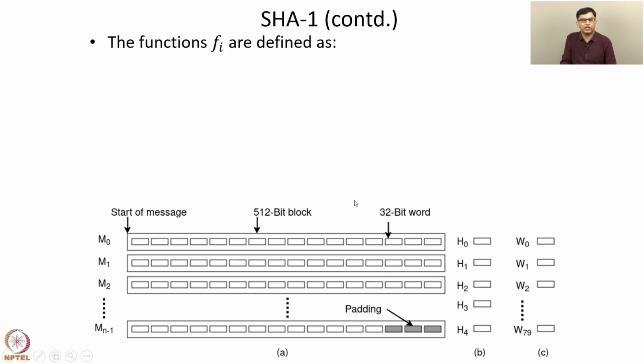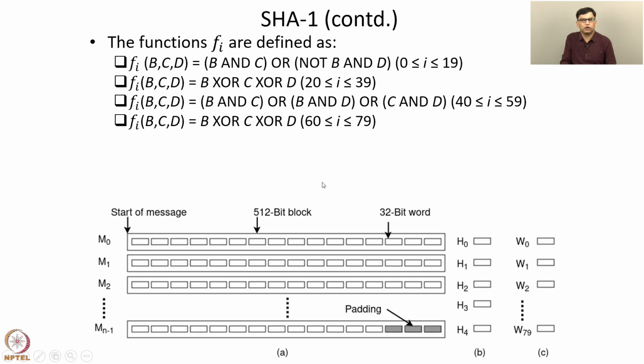The functions fi are defined as follows. So we have the functions fi for i going from 0 to 79. Their values are specified as these. fi is given by this value for i between 0 and 19, and it is given by this value for i between 20 and 39, and this value for i between 40 and 59, and this value for i between 60 and 79. So again, these look like very complicated processing of the inputs to get the intermediate values.